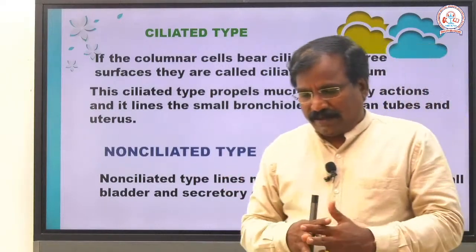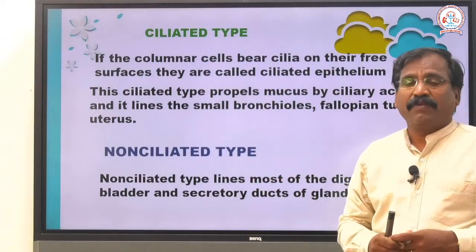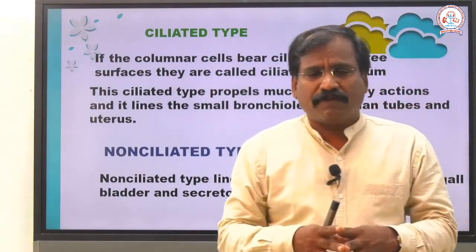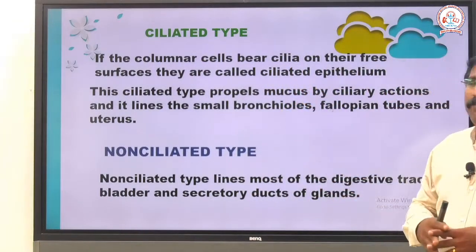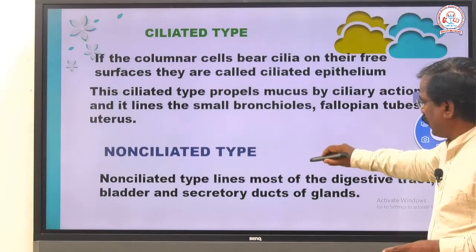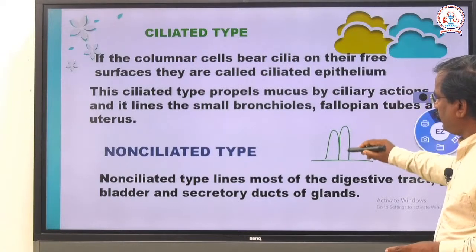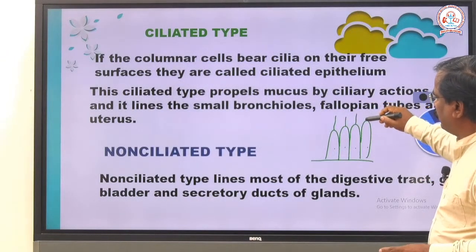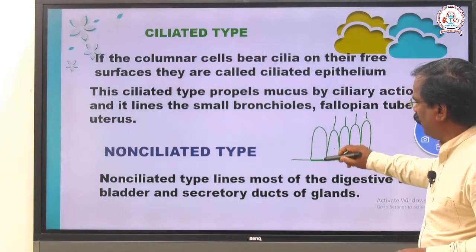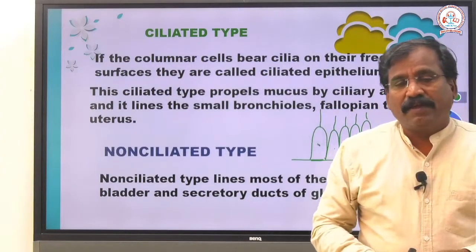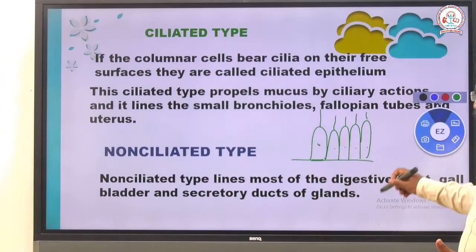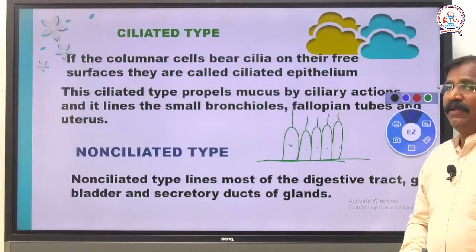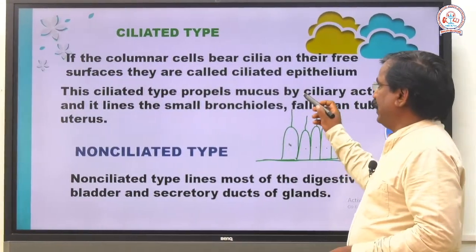we are going to discuss the other types, the ciliated type. So what is ciliated? It is basically columnar. Ciliated is not a special type, it's a columnar only. The columnar cells possess cilia on the apex, so it's called ciliated epithelium, ciliated type.